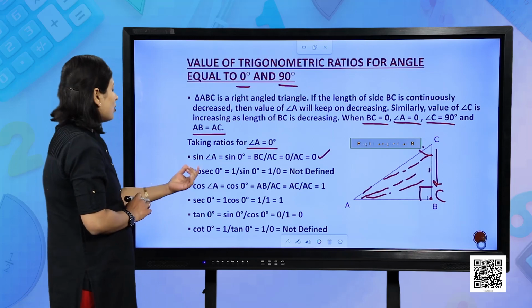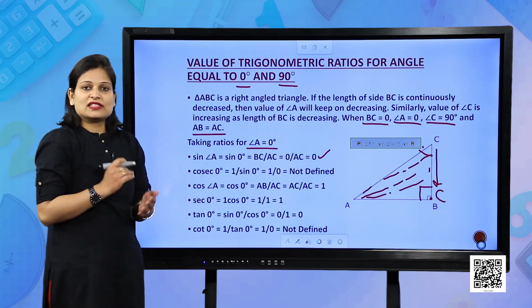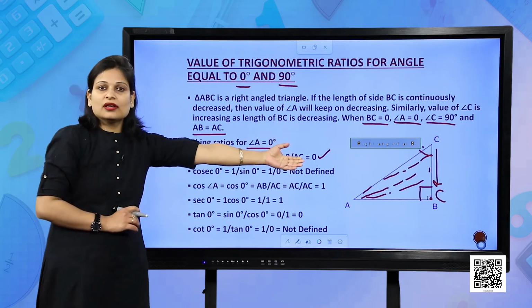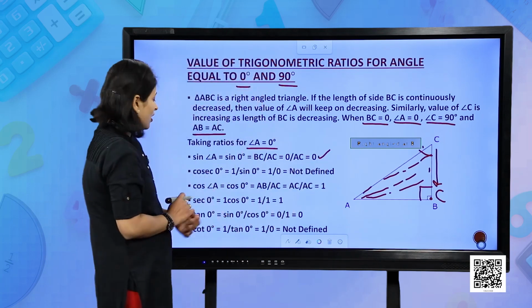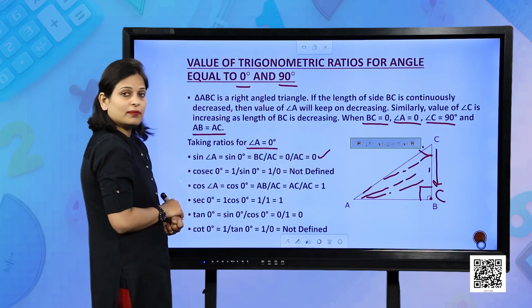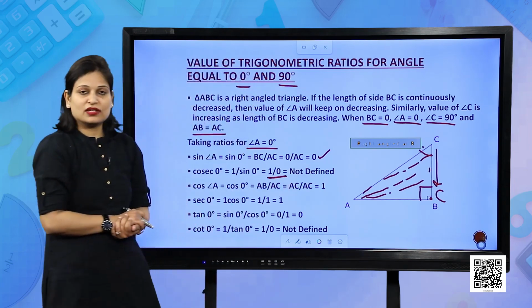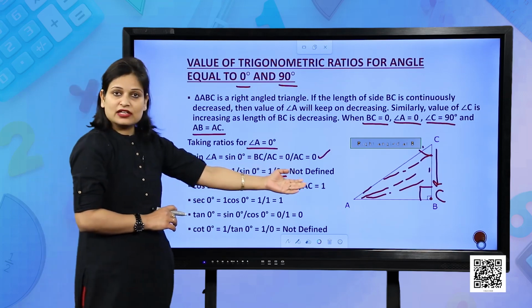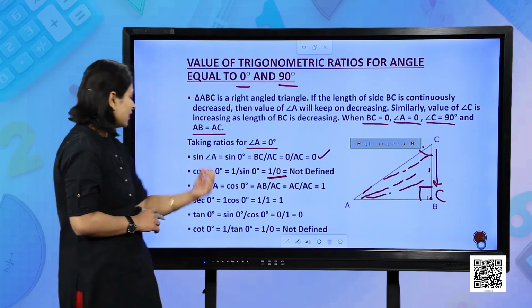0. Cosecant of 0. Cosecant is simply the reciprocal of sine function. Here we calculated that sine is 0. So, what about cosecant 0 degree? 1 upon 0, any number divided by 0 is not defined, means infinity. You can't define this number. So, cosecant 0 is not defined.